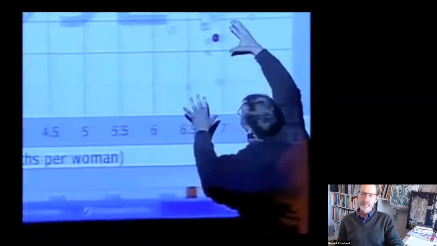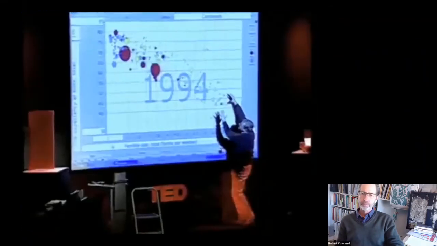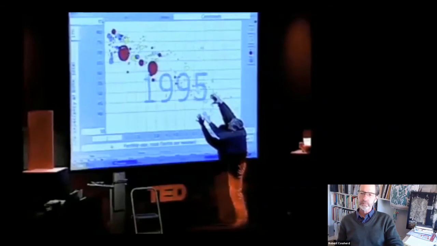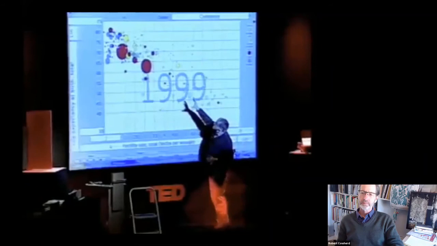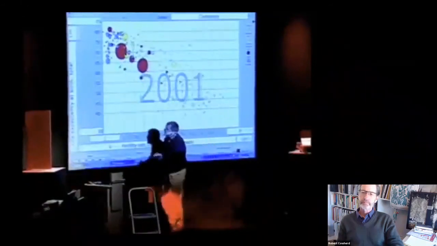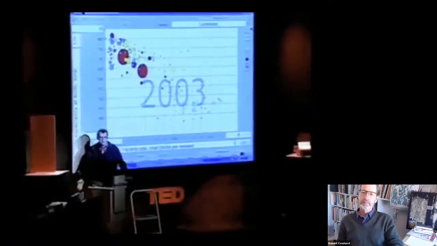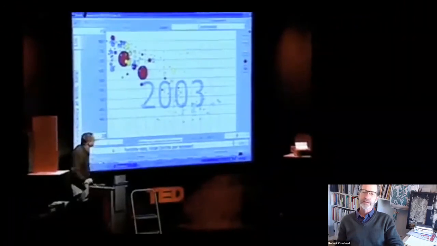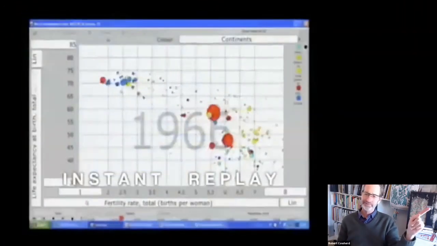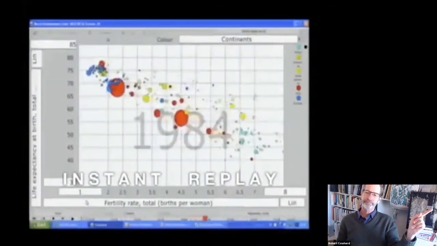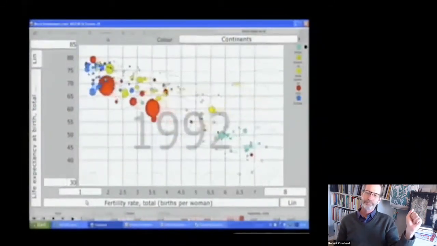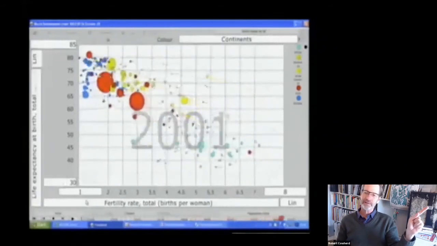And in the 90s, we have the terrible HIV epidemic that takes down the life expectancy of the African countries, and all the rest of the world moves up into the corner where we have long lives and small families, and we have a completely new world. Well, that's the Super Bowl. And this is the real Super Bowl. China is the Tom Brady of the world.